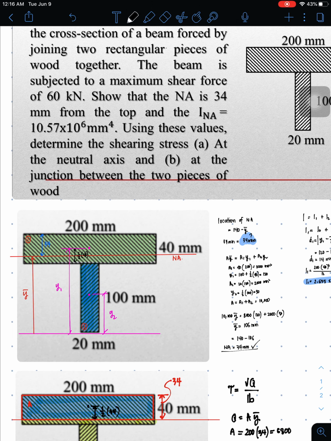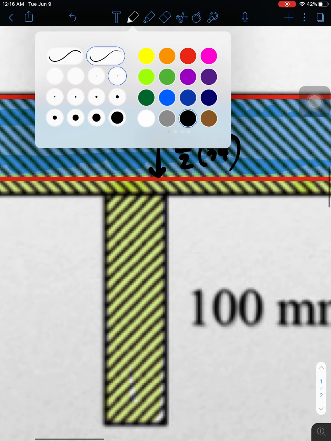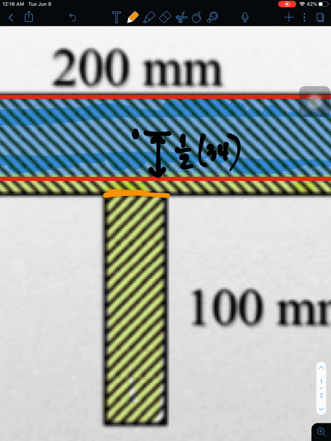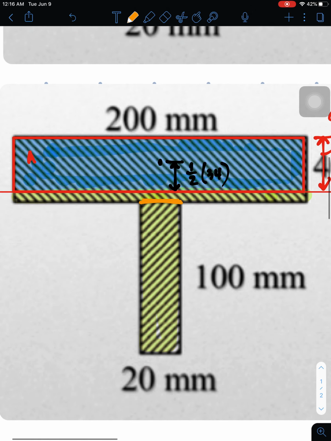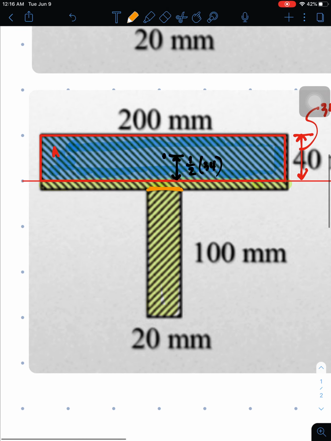It says that at the junction between the two pieces of wood, we will find the stress there at the junction. Alright, so let us consider, whenever we talk in this class, there are parts that can be named. This one, the vertical one, we call it the web, and this one here we call the flange.